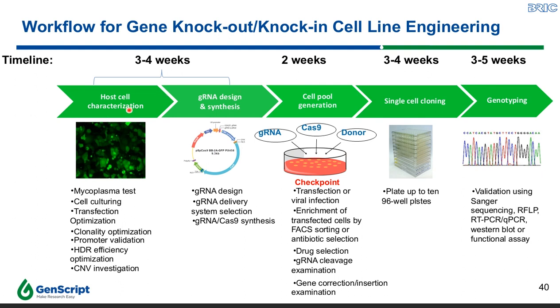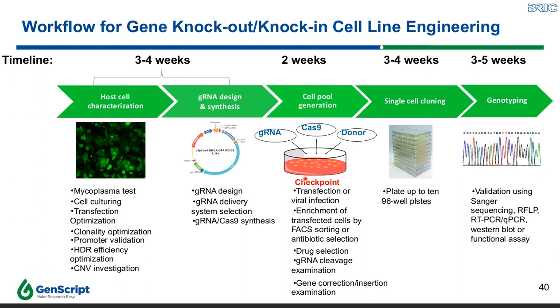The first phase involves the whole cell characterization. Depending on the project as well as the cell type, numerous tests will be carried out in order to guarantee the success of the project. Then phase 2 involves the guide RNA design, the guide RNA delivery system selection, and the guide RNA and Cas9 synthesis. Now, this phase 2 can be conducted concurrently with phase 1. And it is critical to select an appropriate guide RNA delivery system to make sure of the success of this project.